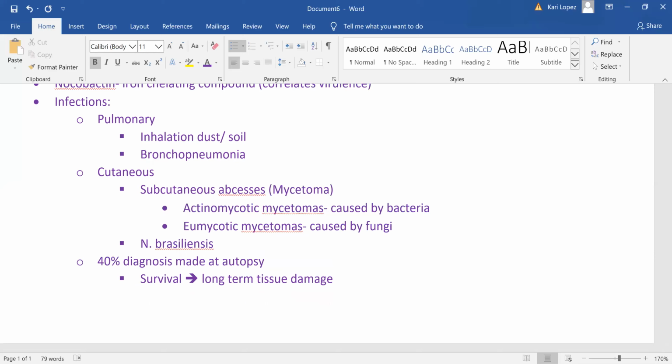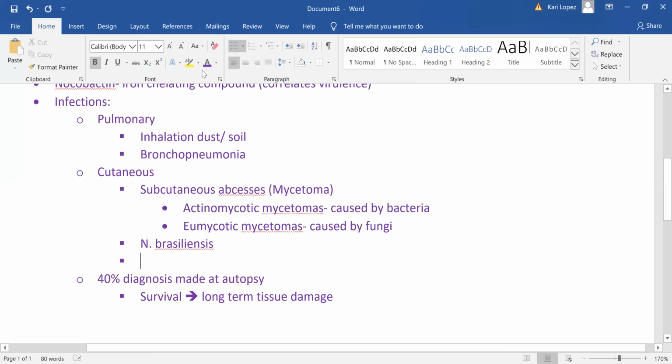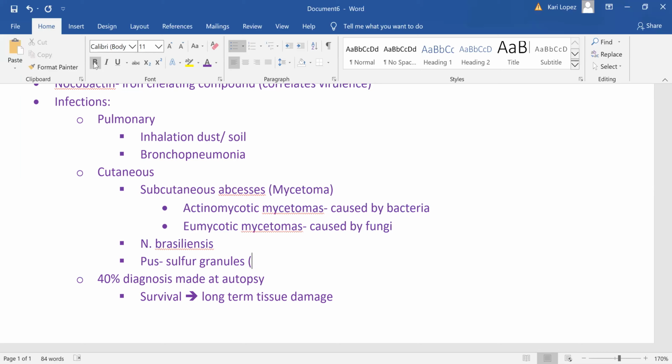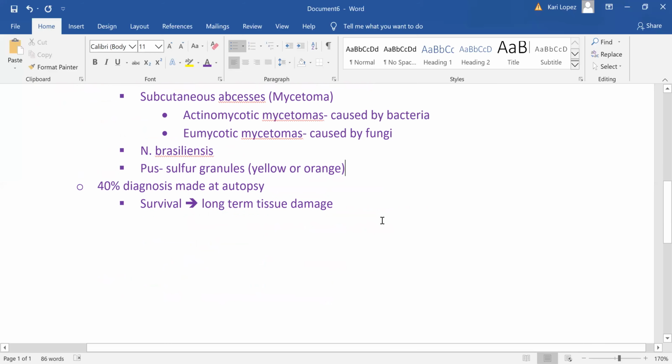Okay, what else? These do have the sulfur granules, the cutaneous. Yep. Pus may be pigmented and contain sulfur granules. So I would just put pus, sulfur granules, and in parentheses, what color it could be. So pus, sulfur granules, yellow or orange. So I think we're safe to go down to the microscopy.